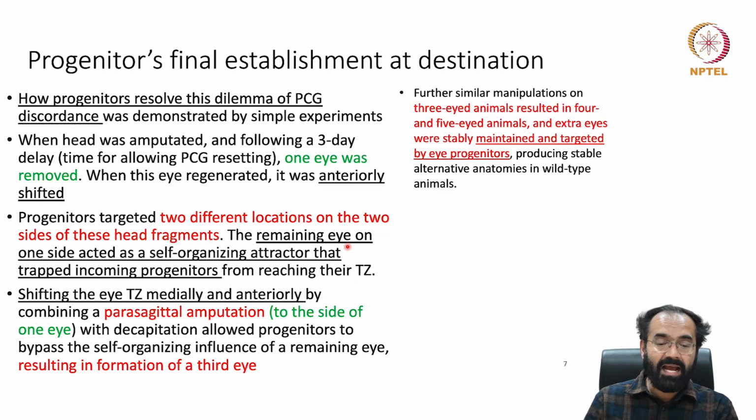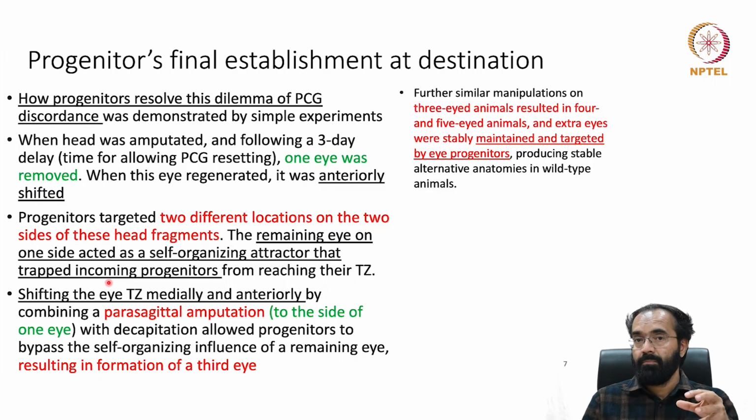The remaining eye on one side, meaning the untouched eye, acted as a self-organizing attractor that trapped incoming progenitors, making the progenitors not available for the other side. Like you may have seen, if you are putting food, you have two chickens or goats or any animals in your house, you are putting them together, both will eat together. But if you are not allowing one goat to eat, the other goat, or the other chicken, is not going to spare. It will eat up all the food.